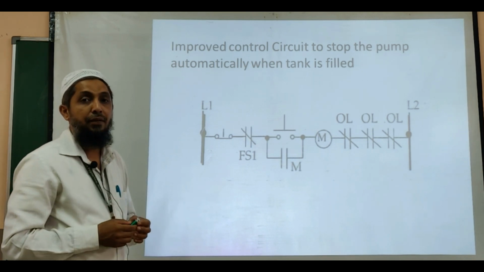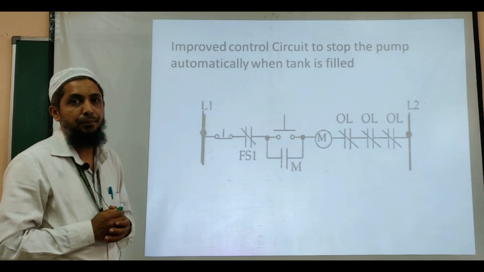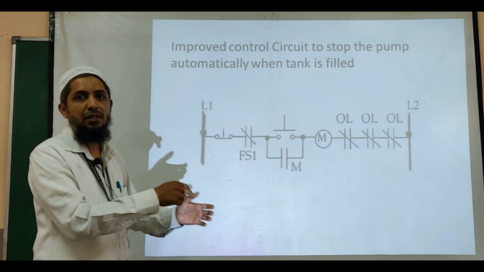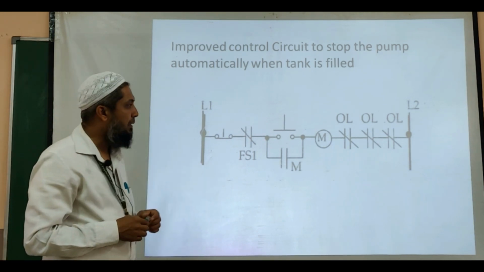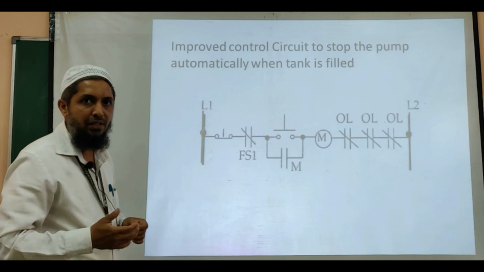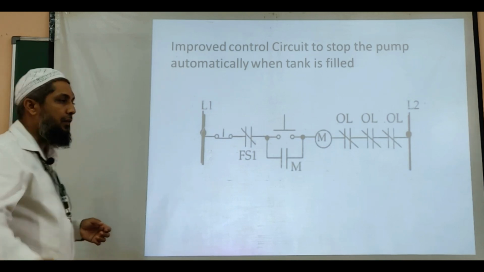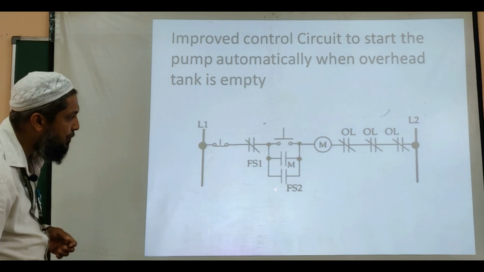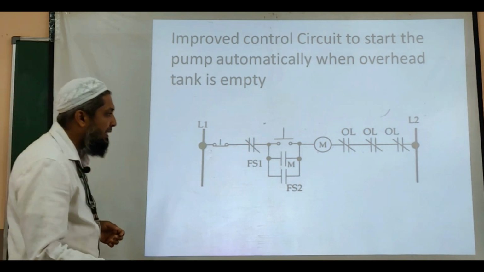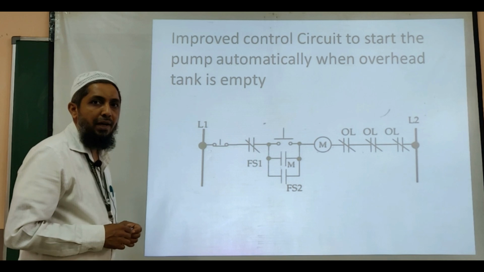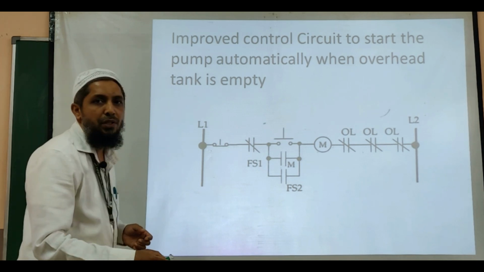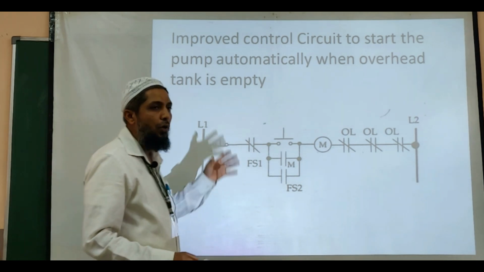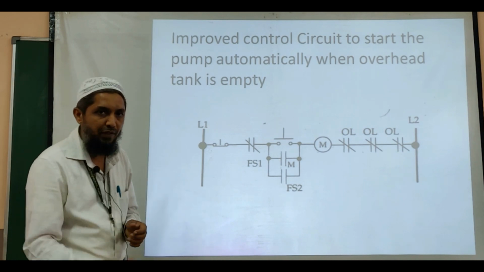The earlier circuit has only one option to look after the overfilling of the tank. But what if the tank gets emptied? Again, you are manually starting the pump. For that, we improve this circuit by adding another switch in parallel with the start button, that is FS2. This is a normally open contact. Again, it is a limit switch, and we install this switch in the overhead tank at the bottom of the tank.